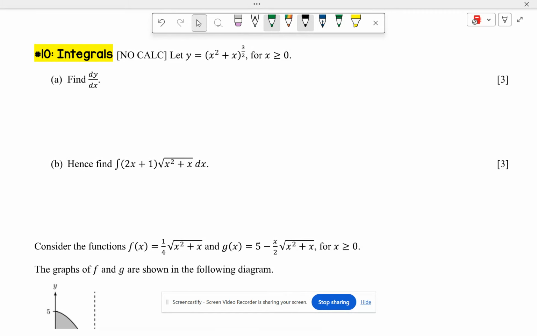Okay, guys, so go to question number 10 for integrals. We are given y equals (x squared plus x) to the 3/2, where x is greater than or equal to 0. Find dy/dx. What are you finding? The derivative. Okay, easy peasy.